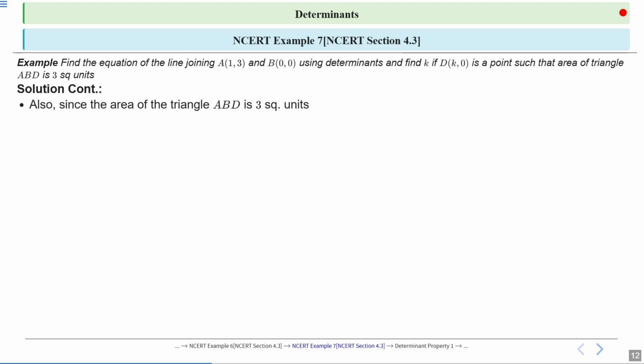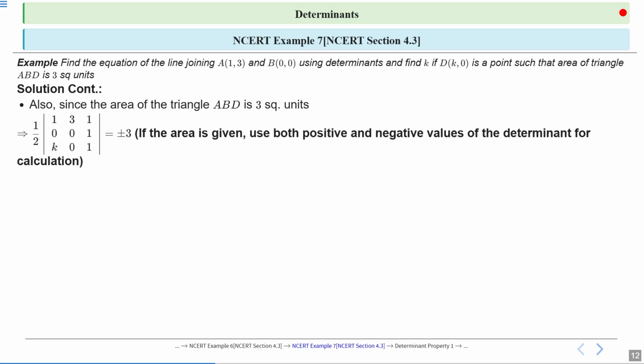and the known value is that the area of the triangle formed by these 3 points A, B and D is 3 square units. So just apply the formula for the area of a triangle with points A, B and D. We get 1 by 2 times the determinant 1, 3, 1, 0, 0, 1, k, 0, 1 is equal to plus minus 3. As I already mentioned, in this calculation we have to take both the positive and negative value of the determinant. Okay.